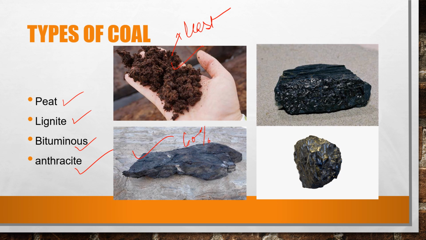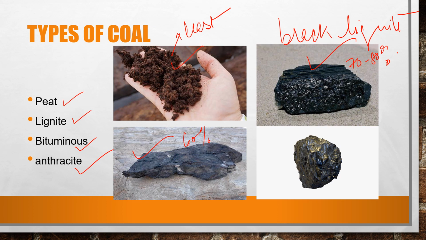Now next comes bituminous. This one is bituminous. It is called black lignite. So bituminous is called black lignite, and you can say that it contains about 70 to 80% of carbon, and it is used to generate power, and it is used to manufacture fuels such as coke and coal tar.